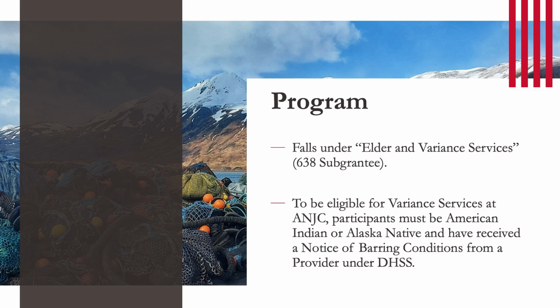Program. Here at the Alaska Native Justice Center, our variance program falls under Elder and Variance Services. It's a 638 subgrant provided as long as our current grant funding sources continue. To be eligible for variance services at ANJC, participants must be American Indian or Alaska Native and have received a notice of barring conditions from a provider under DHSS. Later in the training, we will discuss what a notice of barring conditions is.